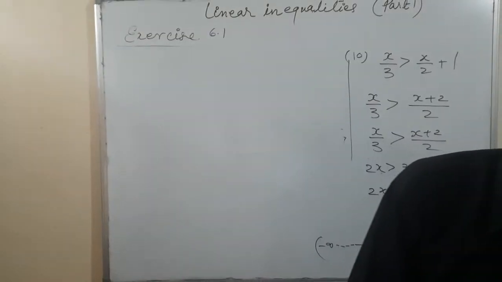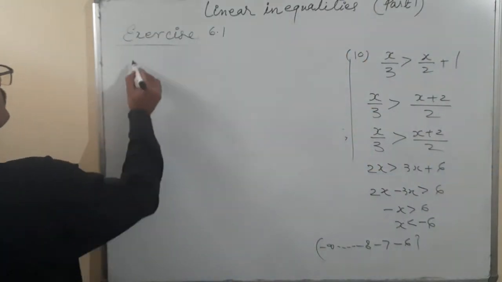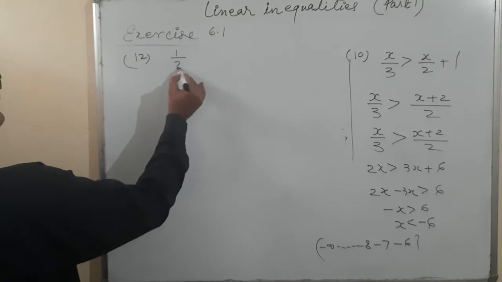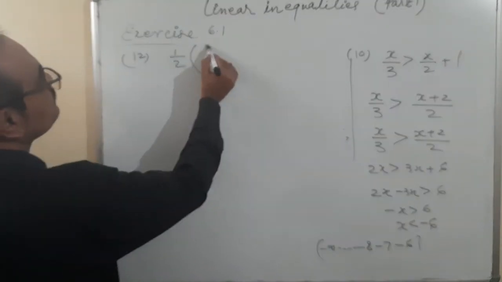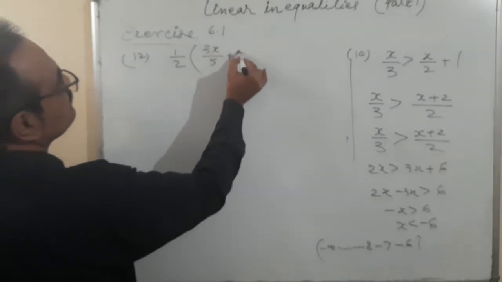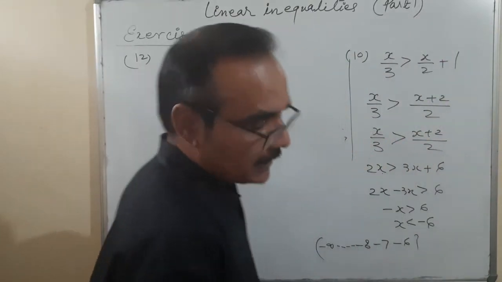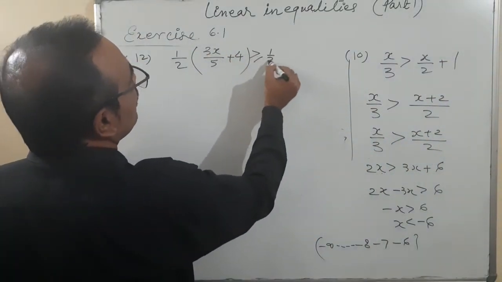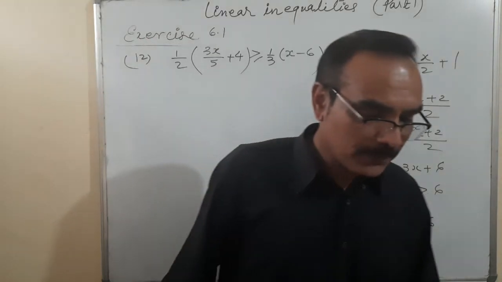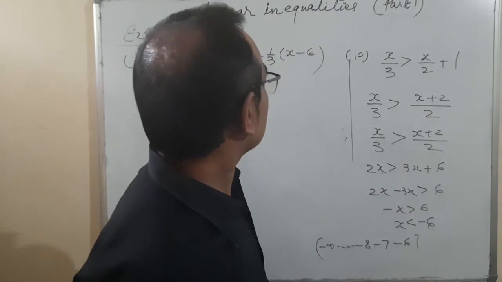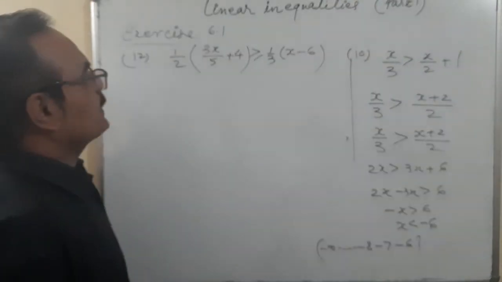Another question I want to take now, question number 12. The 12th question: 1 upon 2 of (3x upon 5 plus 4) is greater than or equal to 1 upon 3 of (x minus 6). This is the question. Let us see, for finding the x.